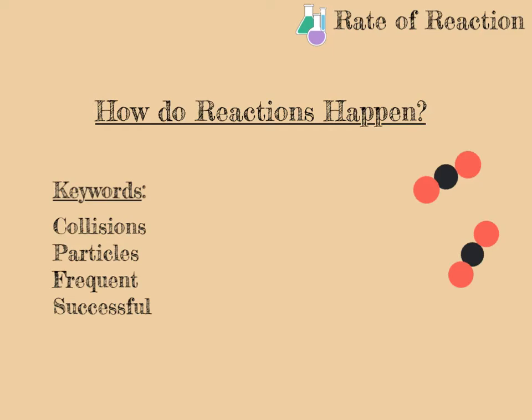So collisions is when particles come together and crash into each other or collide. Particles can be atoms or molecules or ions. Frequent just means often. So if something happens more frequently, it happens more often. And successful is specific to the term collision. So a successful collision is a collision that results in a chemical reaction.